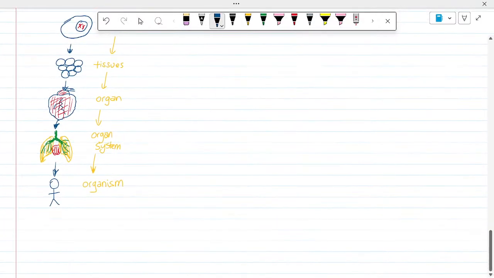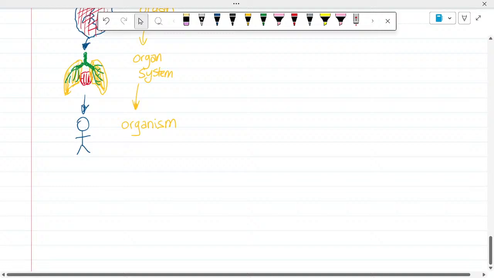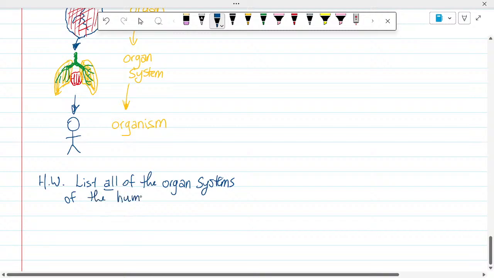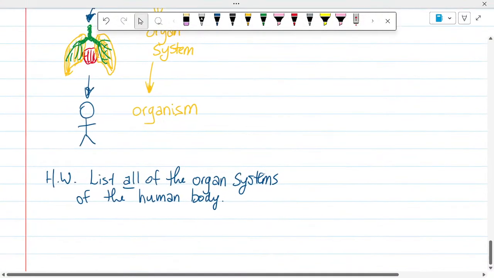Yes. All right, here's your homework. I want you to list all of the organ systems of the human body. Not that many. No, you can write it with your pencil. Well, that's a whole different discussion, wouldn't we agree? But yes, I suppose you can take a picture of it then.